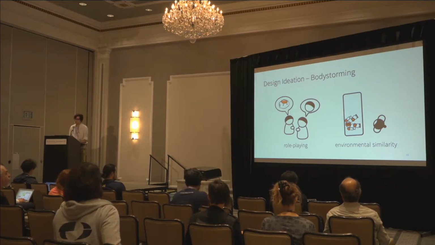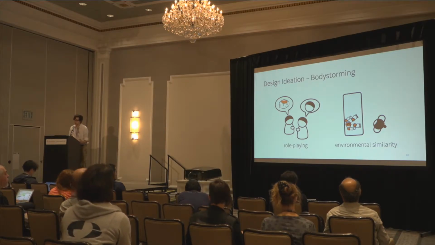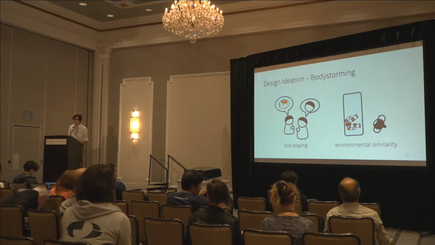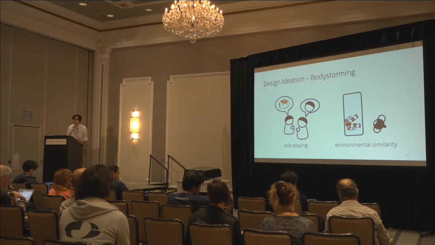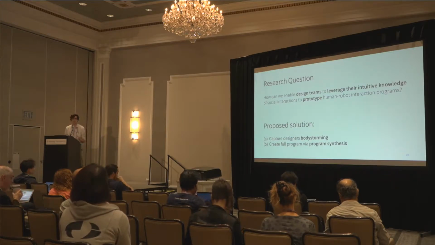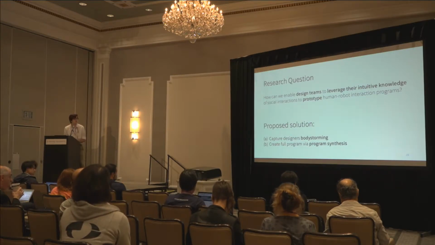With bodystorming, we can unlock our intuitive knowledge of social interactions to form ideas about how we should program our robots, uninhibited by implementation. However, we still need to reconcile ideation with implementation. So our specific research question is, how can we enable design teams to leverage their intuitive knowledge of social interactions to prototype human-robot interaction programs?